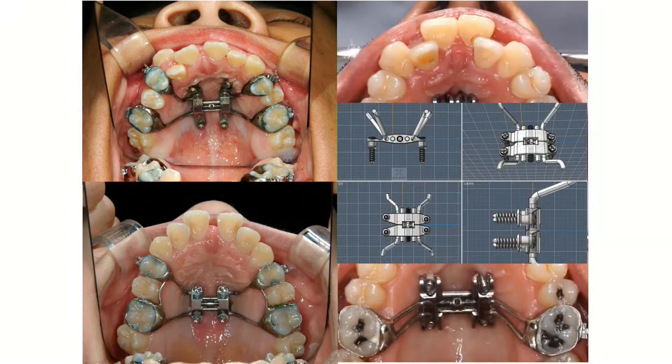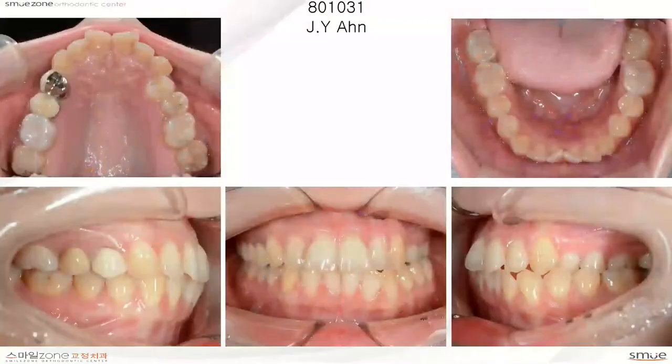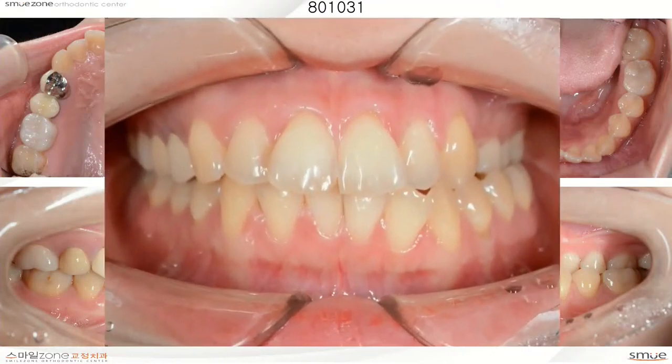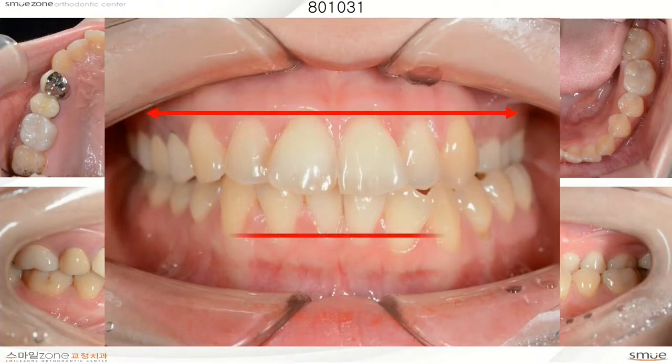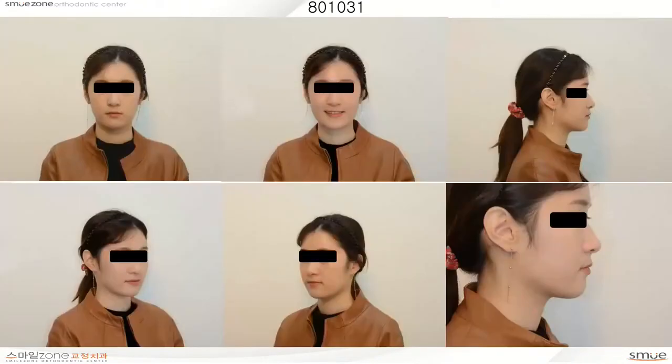And there are some other designs introduced from different parts of the world. Anyway. So in this case, definitely the maxilla is narrow, the mandible, and she shows a little bit of an asymmetrical situation.